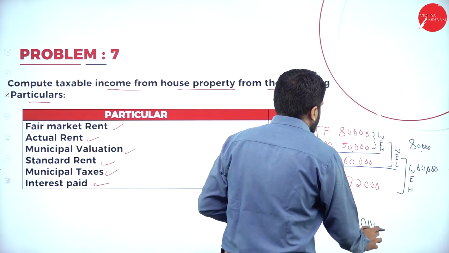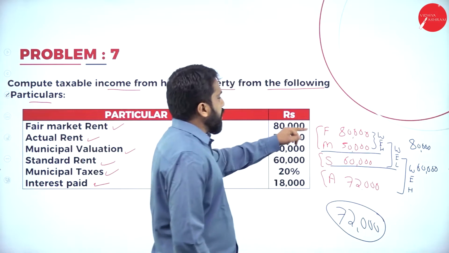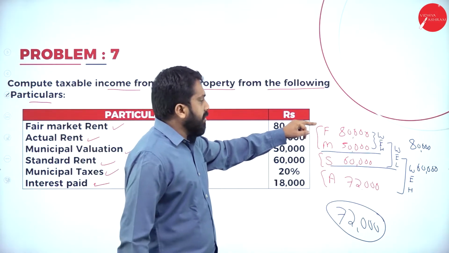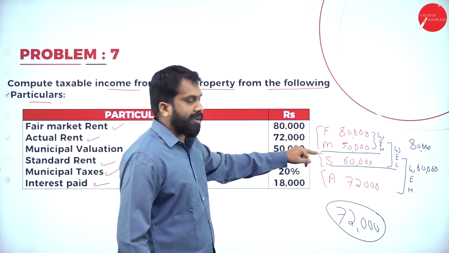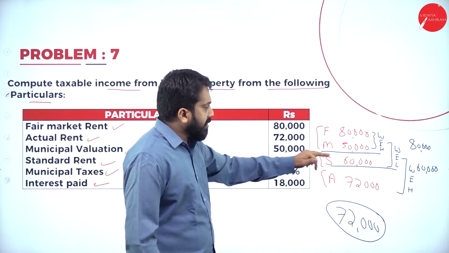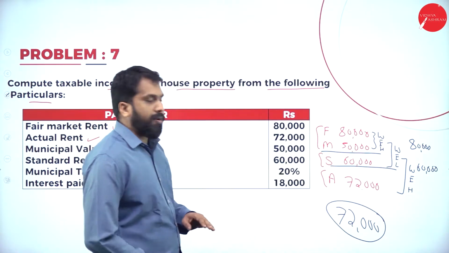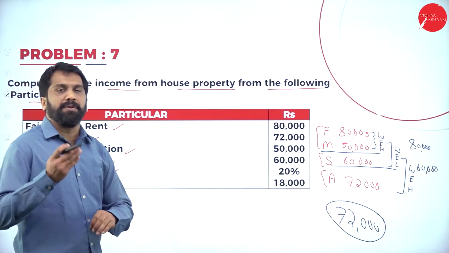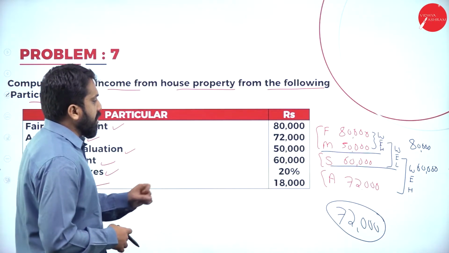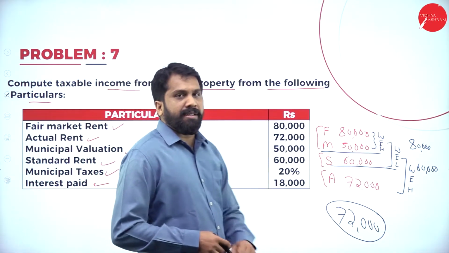72,000. Hope you understood. First thing, we have to compare whichever is high, your answer with standard, whichever is low, your answer with your actual, whichever is high. Hope you understood. Now, you got answer 72,000.